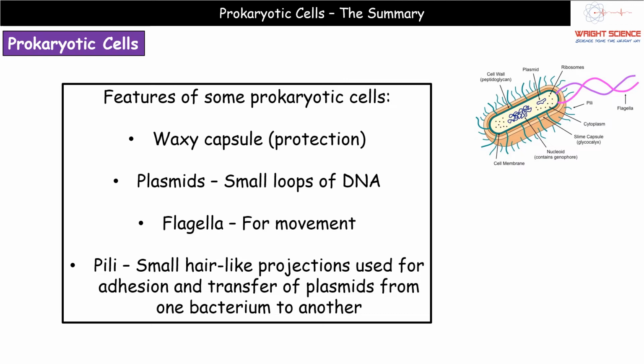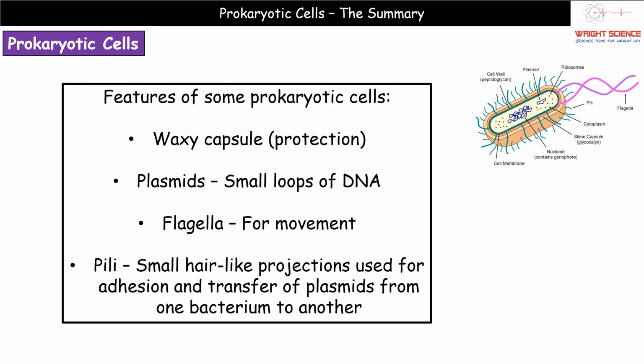As we said at the very beginning of this little summary, even though on that diagram we have a whole range of these features, not all of them are present in all prokaryotic cells. So we've got four little structures here that are only present in some prokaryotic cells. We would have a waxy capsule for some of our prokaryotic cells, and the whole purpose of this is to act as basically a protective capsule around it. So it protects it from things like drying out, for example.